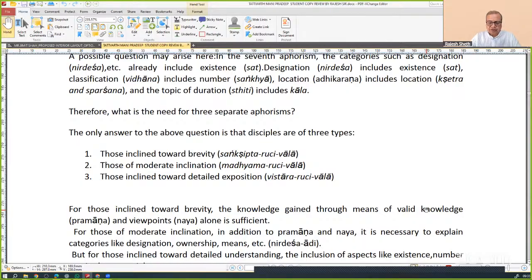For the first one, only the valid knowledge and viewpoints are sufficient. For the second one, the 6 tools are okay. And for the third one, 8 tools are mentioned. Therefore, keeping in mind all 3 types of disciples, 3 aphorisms have been composed here.